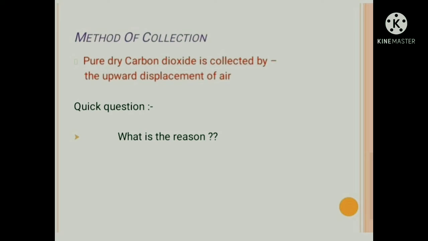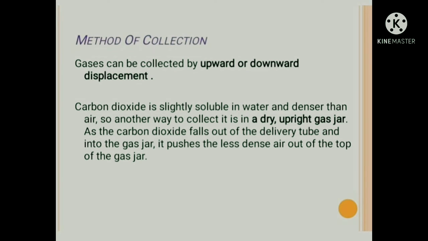Method of collection. Pure dry carbon dioxide is collected by the upward displacement of air. Quick question: what is the reason? So, the reason is gases can be collected either by upward or downward displacement. Carbon dioxide is slightly soluble in water and denser than air. So, another way to collect it is in a dry upright gas jar. As the carbon dioxide falls out of the delivery tube and into the gas jar, it pushes the less dense air out of the top of the gas jar.